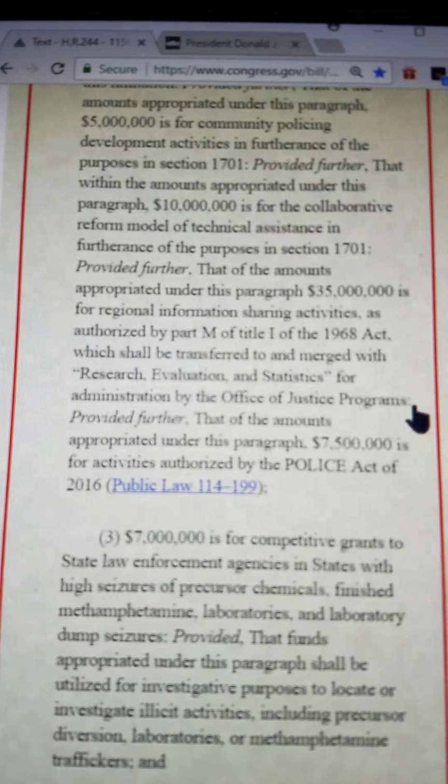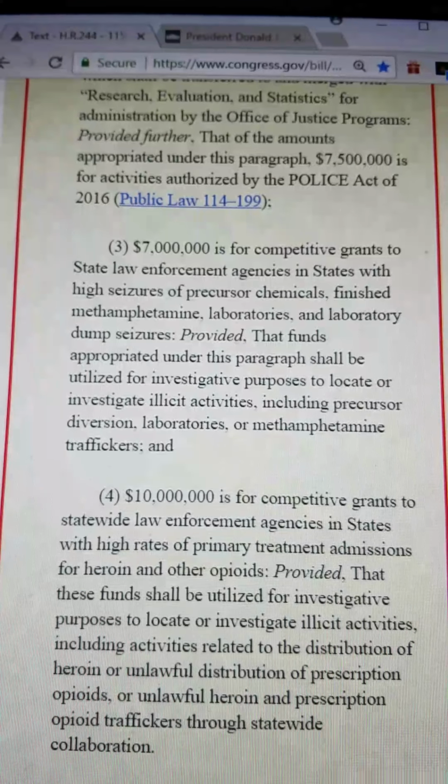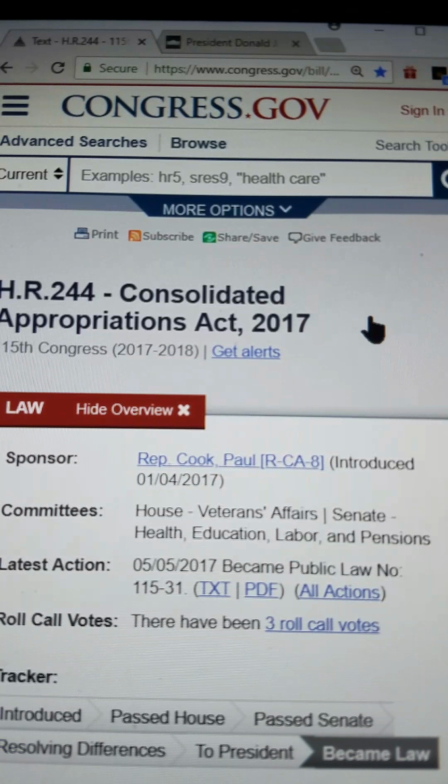But I wanted to put this out here. This is the HR 244 Consolidated Appropriations Act.